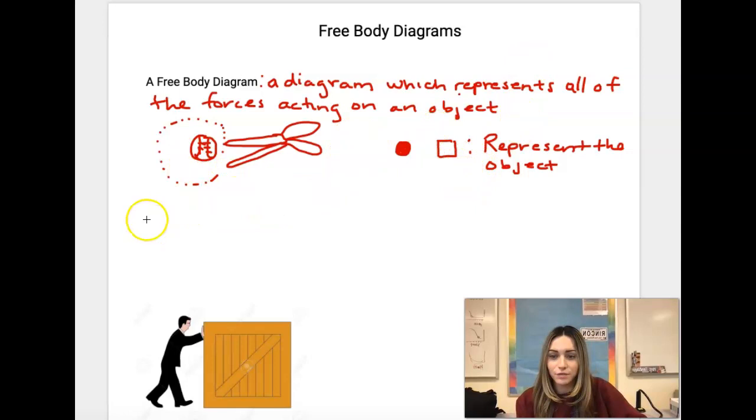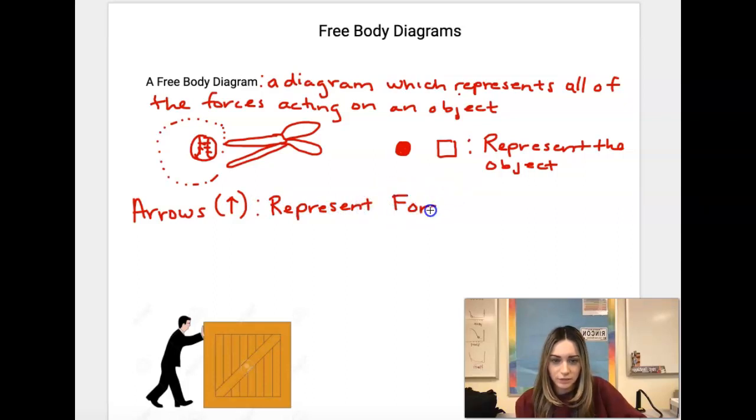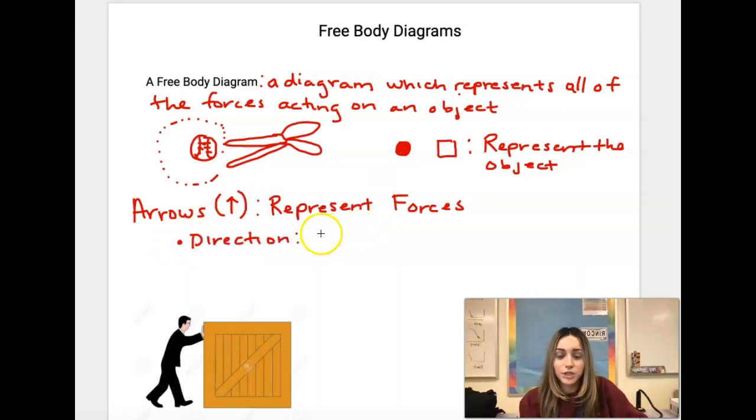The second part of the free body diagram is the arrows, which represent the forces acting on the object. There are two things to keep in mind about the arrows that you draw. The first thing to consider is the direction of the arrow. The direction of the arrow should be going in the direction that the force is acting.